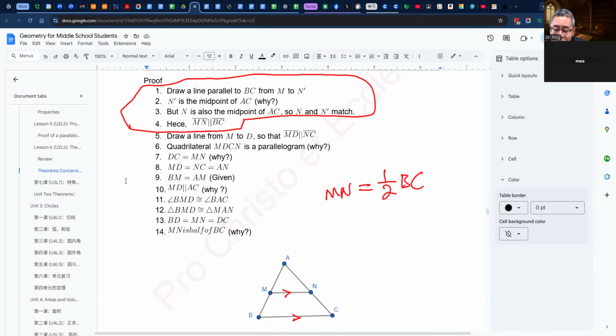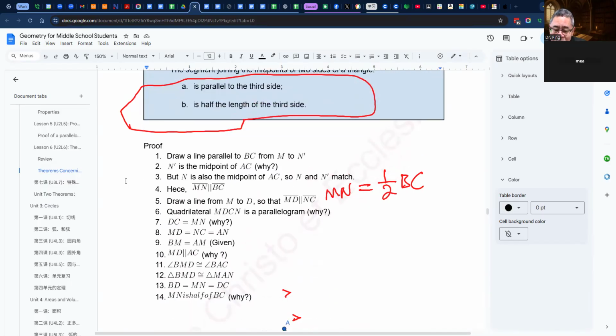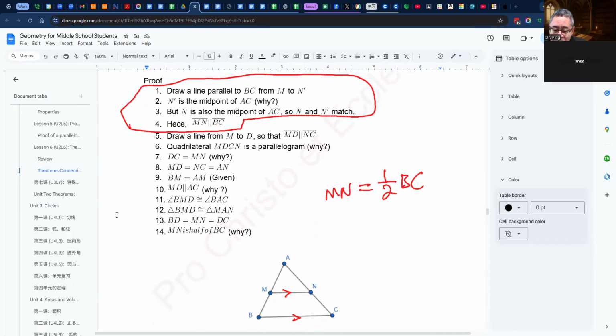Our A is to prove that it's parallel to the third side. Then B, we're trying to prove it's half the length of the third side. Again, you can see when we prove something in geometry, we actually draw a lot of what we call construction lines. So we're going to draw a line from M to D. We draw M to D. We got a line like that.